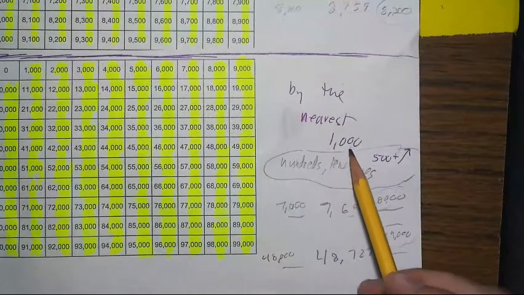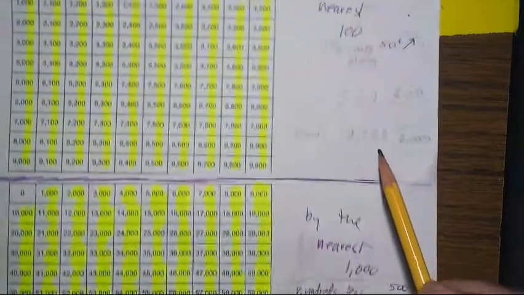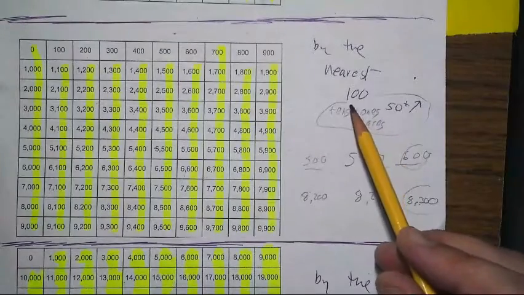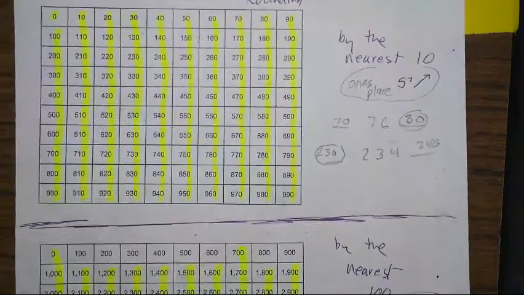If we're on to nearest 1,000, it ends in at least 3 zeros. Nearest 100 ends in at least 2 zeros. And nearest 10 ends in at least 1 zero.